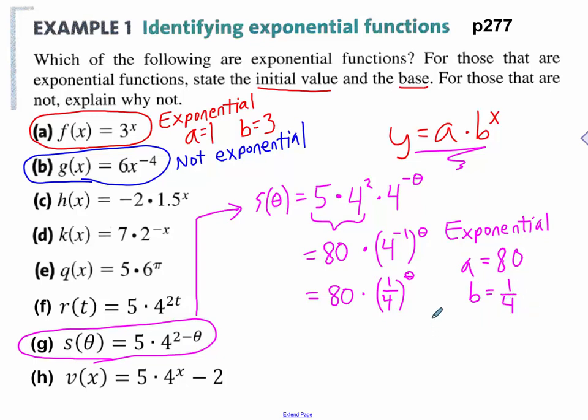And due to the fact that that 1/4 is less than 1 but greater than 0, that tells us that this would be exponential decay. If you were to graph it on your calculator, or by hand, the graph would be decreasing, and the a equals 80 tells us that our initial value there is 80.